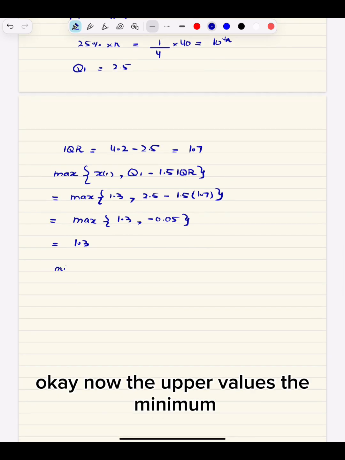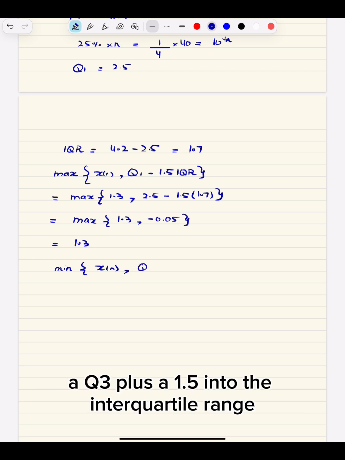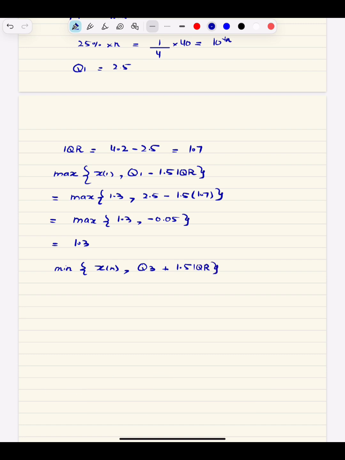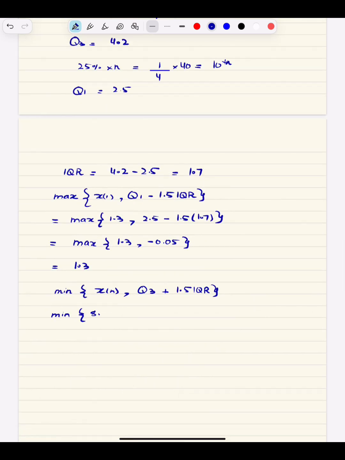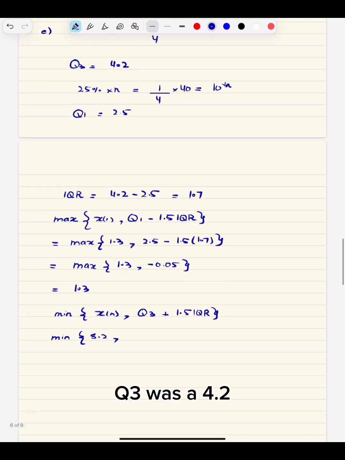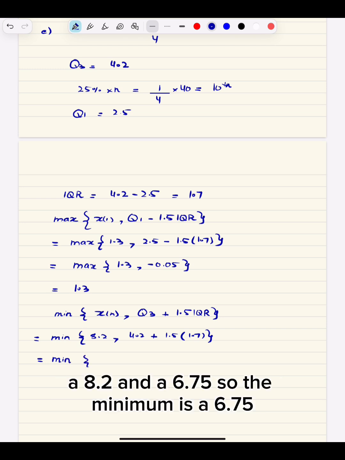Now the upper values: the minimum of the highest observed value, or Q3 plus 1.5 times the interquartile range. What was the highest value? It was 8.2, and Q3 was 4.2 plus 1.5 times 1.7. When we use a calculator, we have 8.2 and 6.75. So the minimum is 6.75.